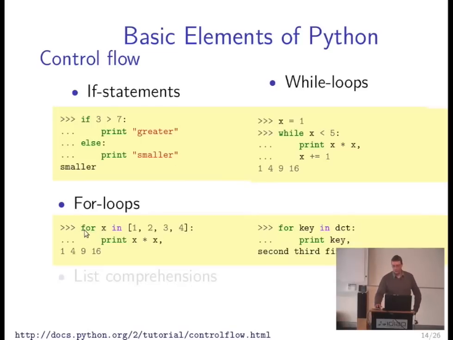And again, the syntax is the same. You write the for keyword, then the variable name, the in keyword, and then the list you want to iterate over, a colon, and you write the inner block. Or here, for key in dictionary, print the key.